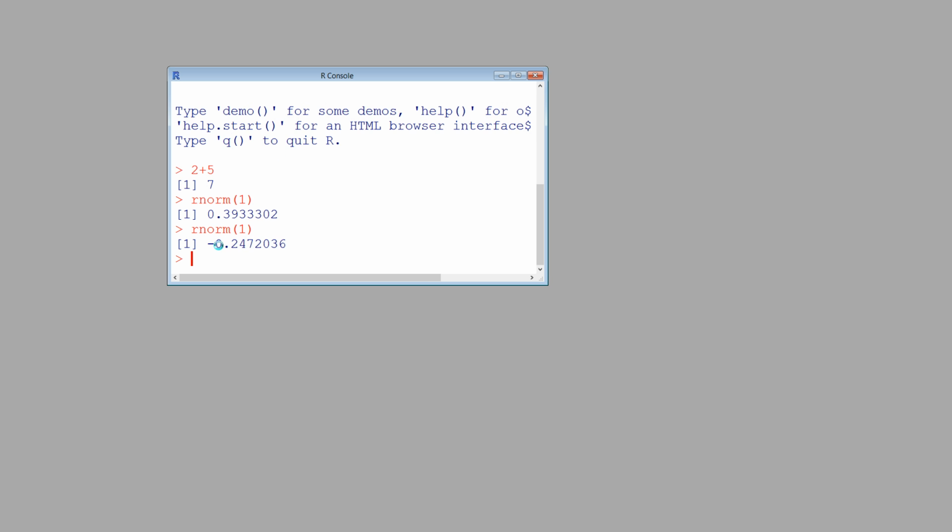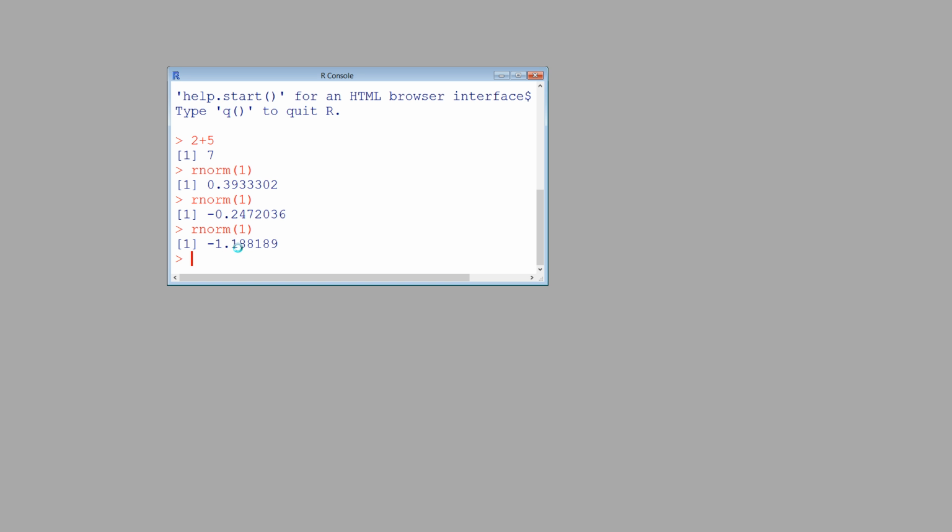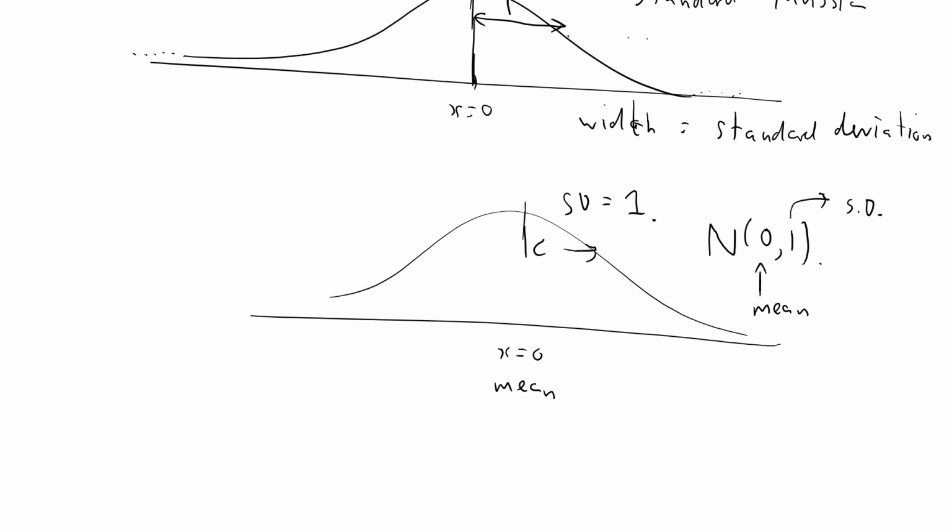If I do the same process again, we get a different answer. Sometimes it's positive and sometimes it's negative. Just do it once more. Positive, negative, negative. What it's showing us is random samples from our standard Gaussian. And you can see that sometimes the value was above 0, sometimes below 0. And so we're sampling randomly.